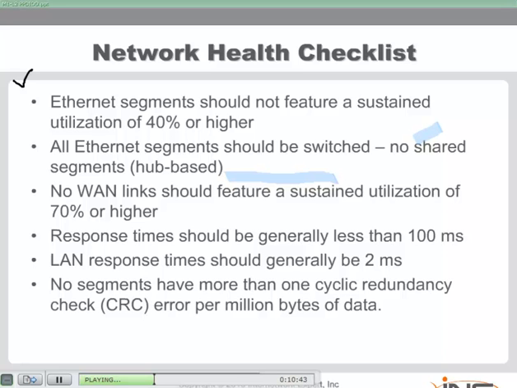The number of output queue drops should not exceed 100 in an hour. Input queue drops 50 in an hour. Buffer misses shouldn't exceed 25 in an hour. And finally, the number of ignored packets should not exceed 10 in an hour. Where do you find these numbers? Well, sure enough, these numbers are all reported to you in that show interfaces output that we talked about earlier and that we know is part of our show tech support output, of course.